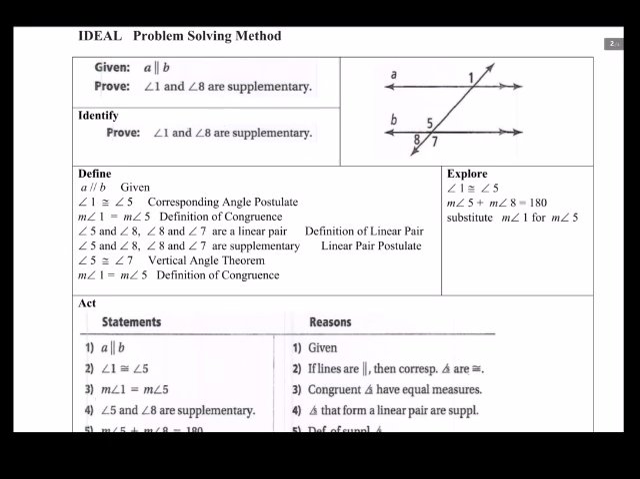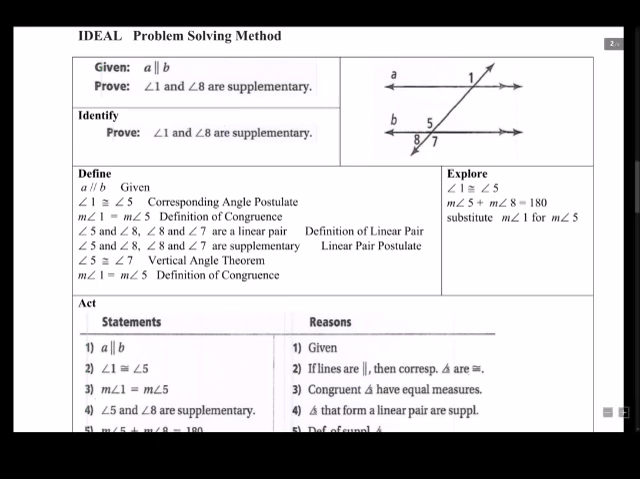We are going to be using the ideal problem-solving method. Identify, define, explore, act, and look back. It is a very good way to help you write proofs. Now, in this proof, we are given that line A is parallel to line B, and we want to prove that angle 1 and angle 8 are supplementary.